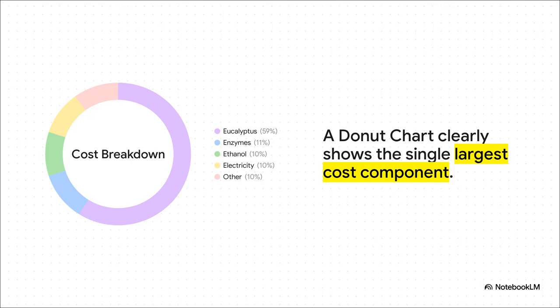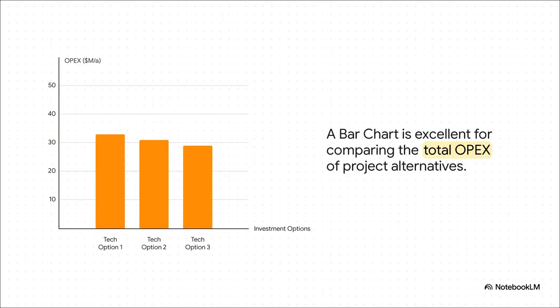But what if you're not just looking at one plant? What if you're trying to decide between, say, 3 different technologies? Well, that's where a simple bar chart becomes your best friend. It gives you that clean, side-by-side comparison so you can see in a split second which one has the lowest running cost. And here, yeah, option 3 is the obvious choice.